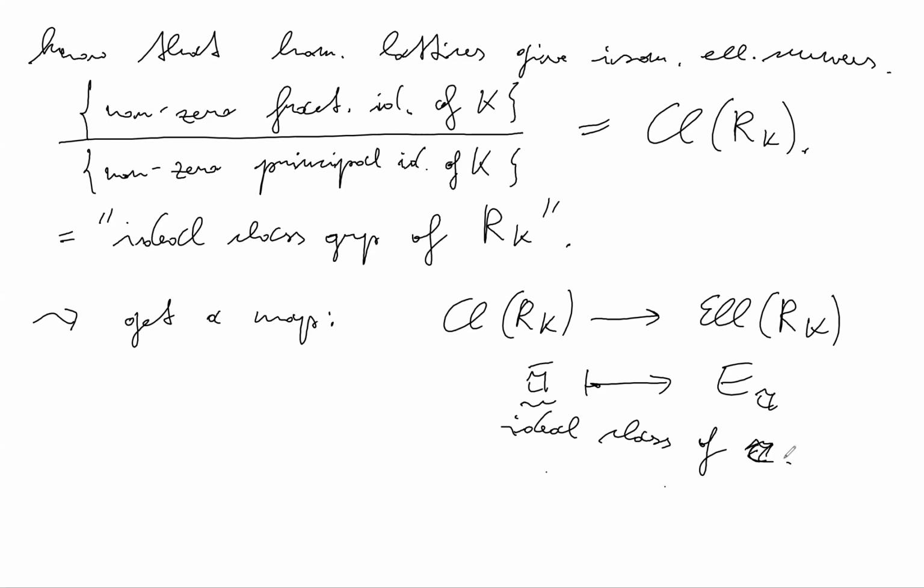Anyhow, so now we have this map from the class group into the set of all elliptic curves with complex multiplication by R_K. But it turns out that this map actually gives us a group action. Because the class group here is a group, and what we get from this map is actually a group action of the class group on the set of elliptic curves that have complex multiplication by R_K. Now let's formalize this a bit.